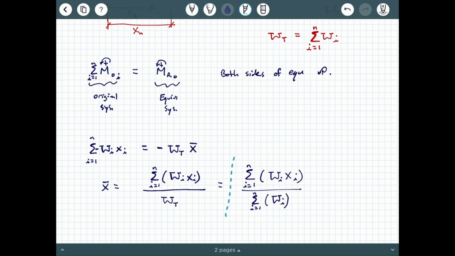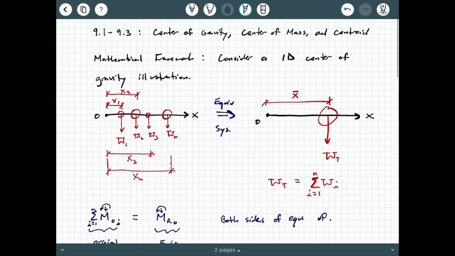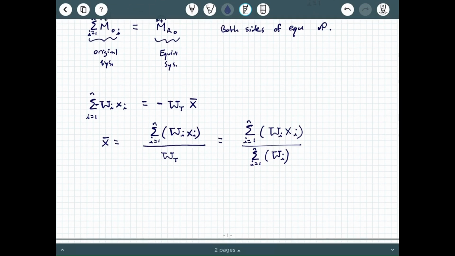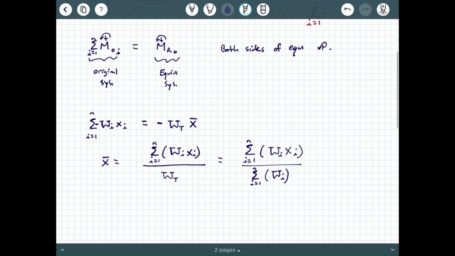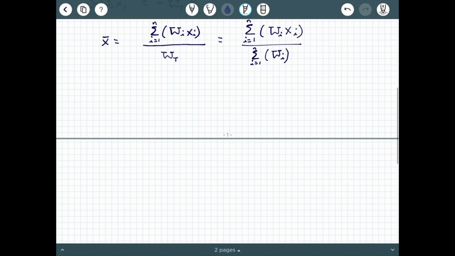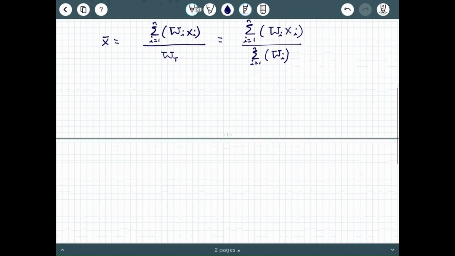And this right here is our mathematical framework for the location of any of these things: center of gravity, center of mass, and centroid. So it turns out that whether you want a center of gravity, center of mass, or a centroid calculation, you can use this basic formulation. Now, we also said in this mathematical framework, we considered a one-dimensional center of gravity illustration. Now, this can be extended into 3 dimensions.